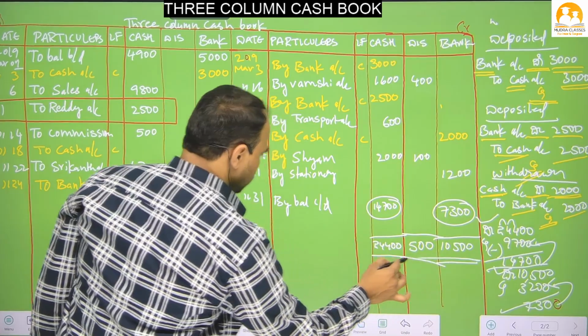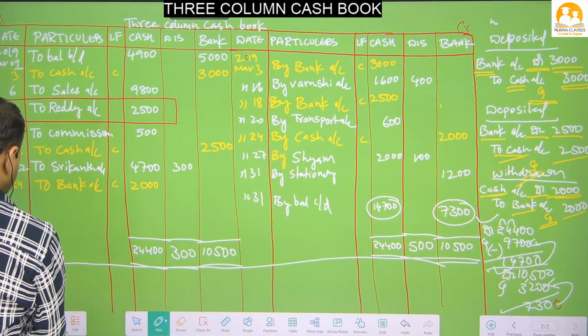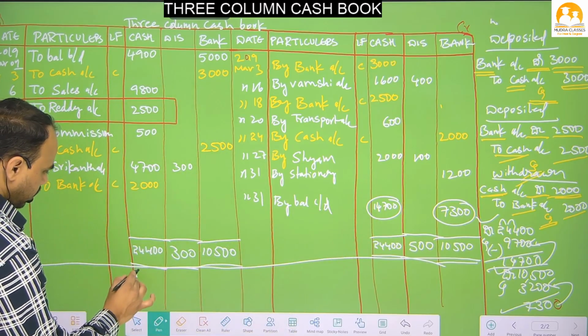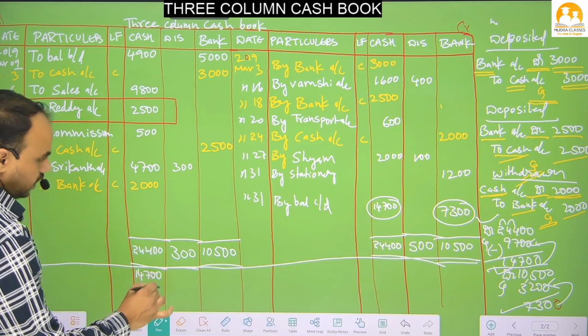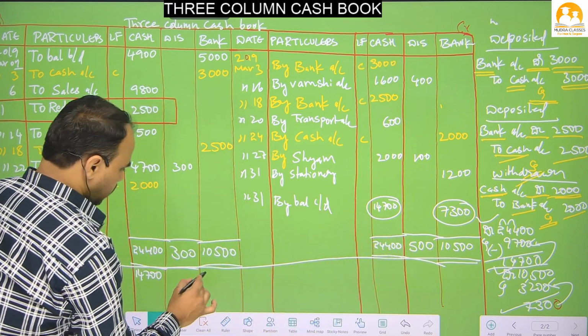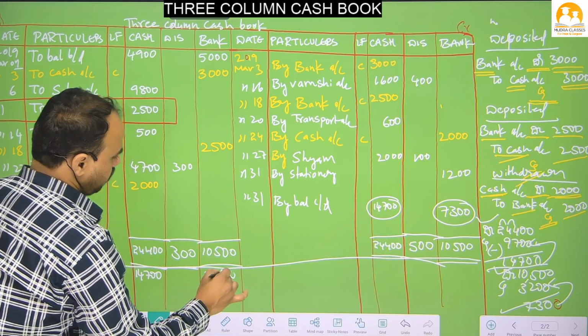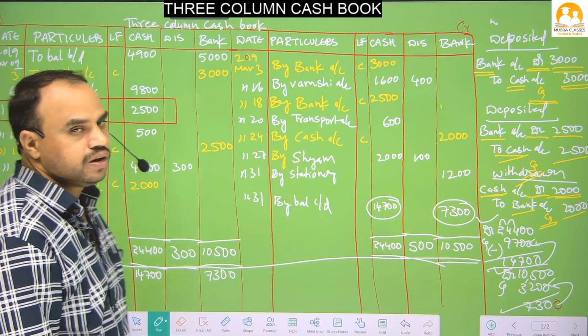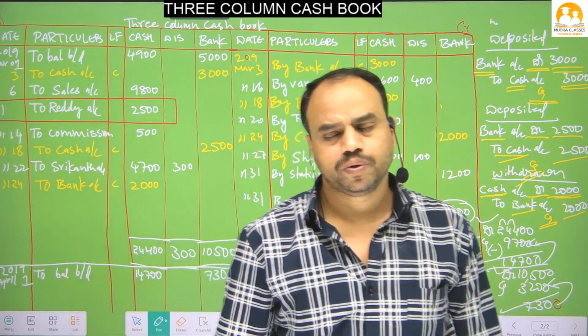With this the problem is completed, but this closing balance we have to write next month as the opening balance, you know very well. So 14,700 and 7,300, write in the bank column. Here we will write them as the opening balance, to balance brought down. This is March. What is the next one? April. So write down here 2019 April 1st. Okay, like this we have to do the problems. I hope you understand the problem.